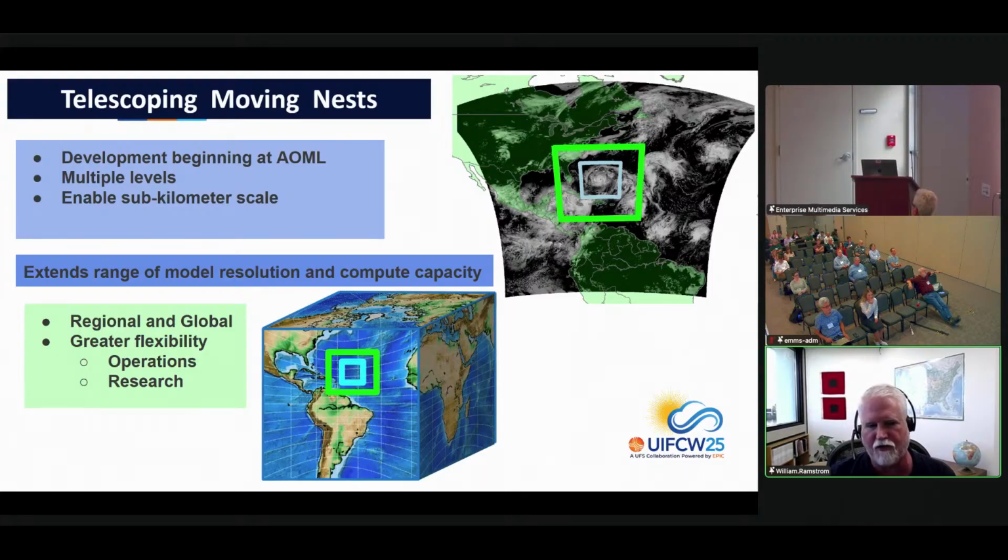This will also give someone in a more research mode a capability to do something like, say, run in a global configuration with 27 kilometers for the globe, 9 kilometer intermediate nest, and then a 3 kilometer storm scaled nest. This is work that we're planning to be doing over this fall and winter, with the hopes to be running a version of this in a real-time parallel for the 2026 season.